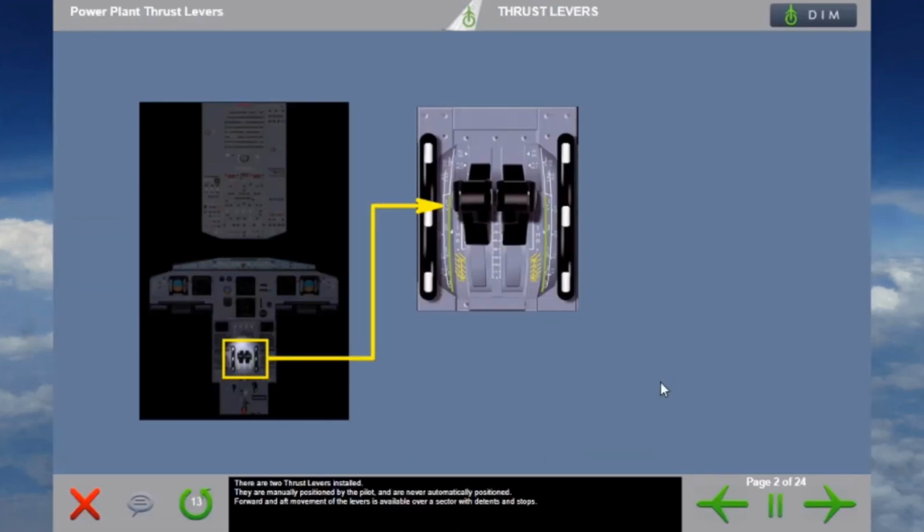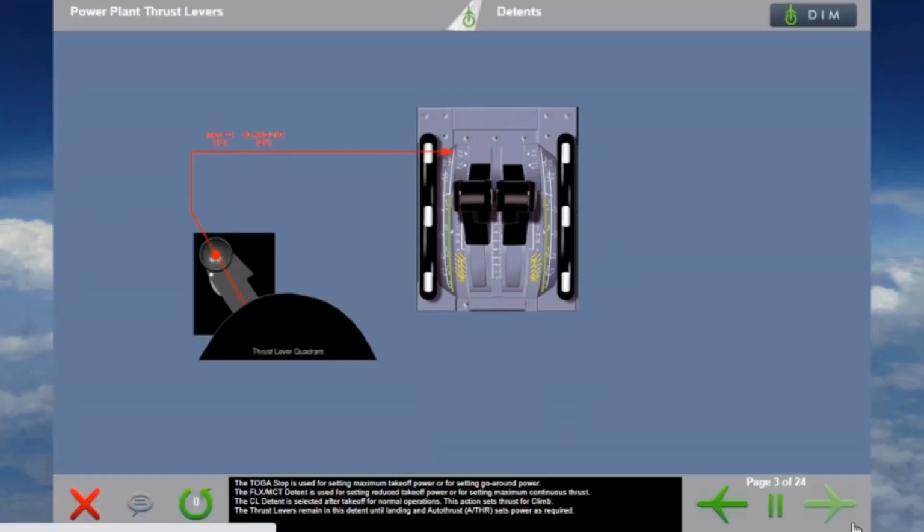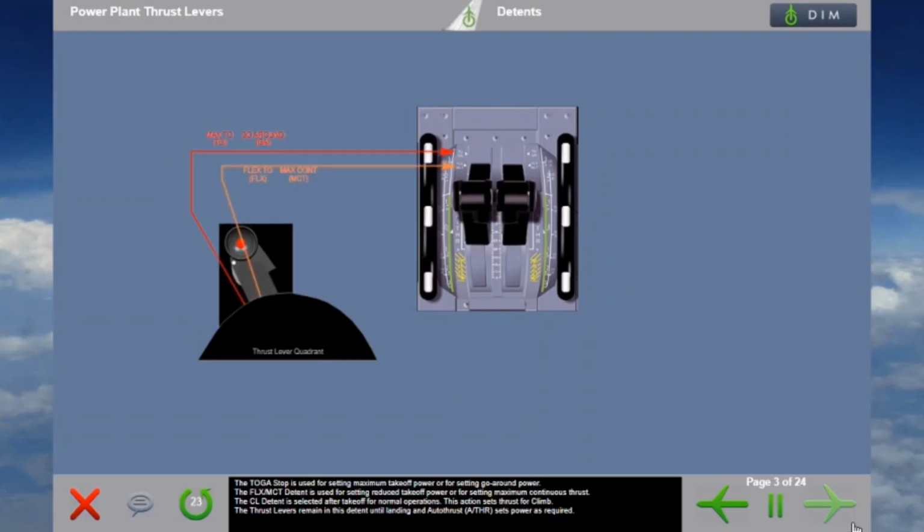There are two thrust levers installed. They are manually positioned by the pilot and are never automatically positioned. Forward and aft movement of the levers is available over a sector with detents and stops. The TOGA stop is used for setting maximum takeoff power or for setting go-around power.